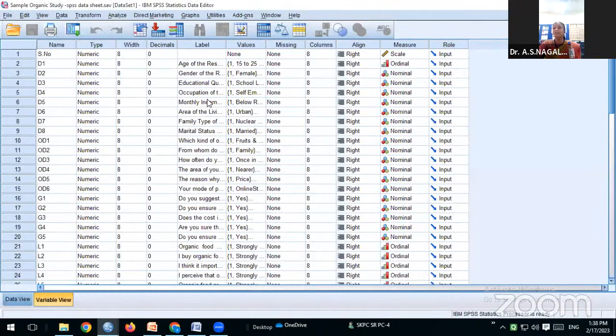In the group, I have shared this SPSS data sheet. Have you received it? Somebody please answer my question. In the group, I have shared this data sheet.